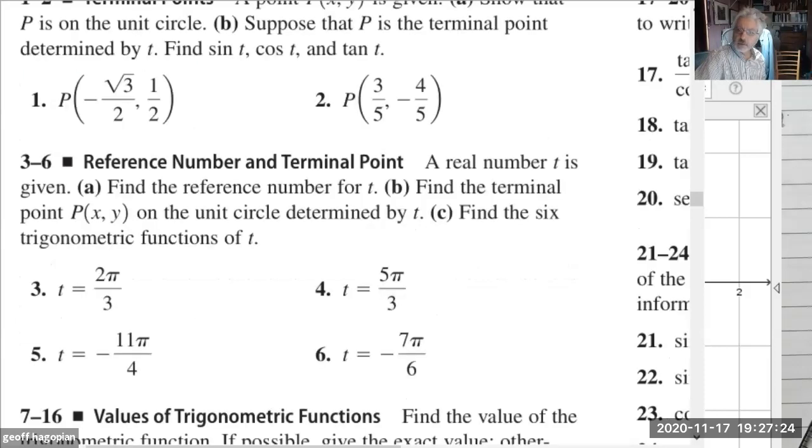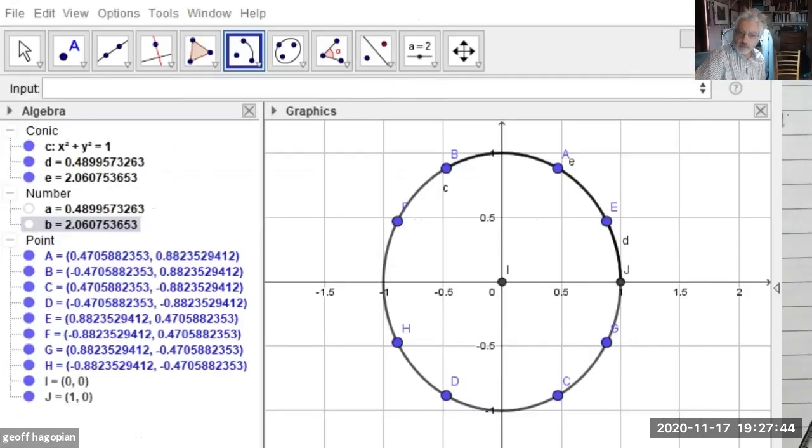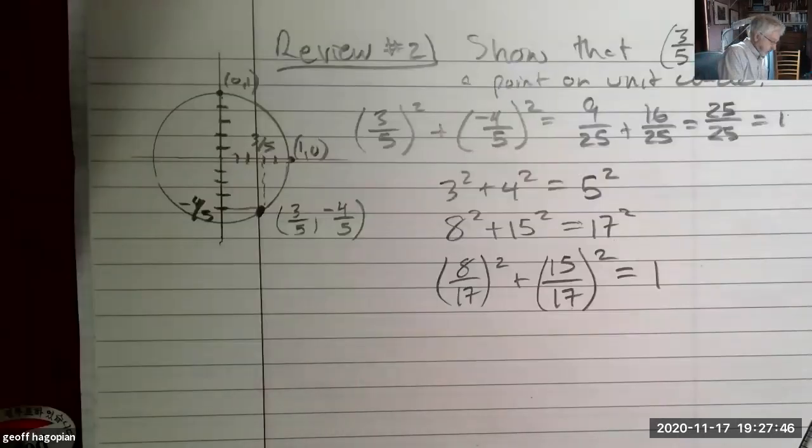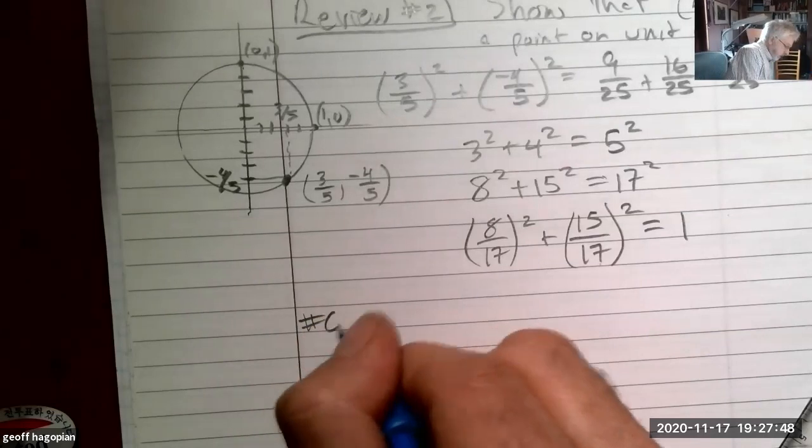All right, so how about number 6 here? They say a real number T is given, find the reference number, find the terminal point on the unit circle determined by T, and find the 6 trigonometric functions of T. Okay, so T is -7π/6. And let's do all those things. So this is number 6 in the review.